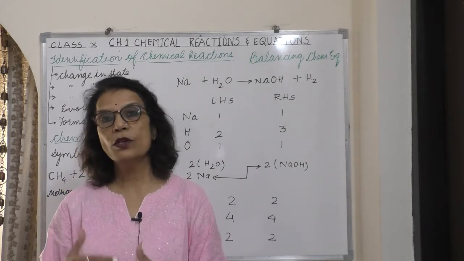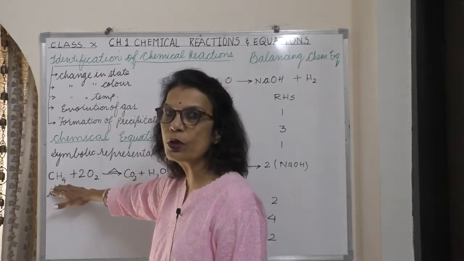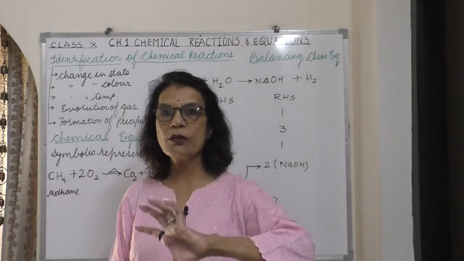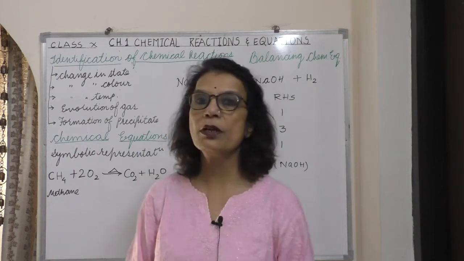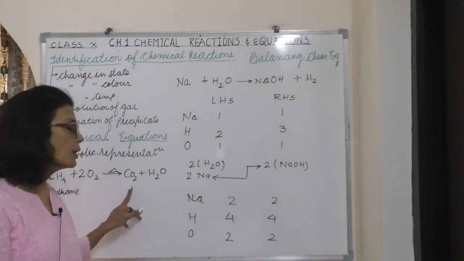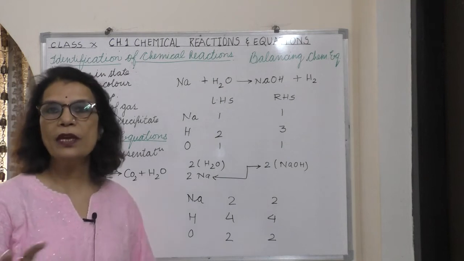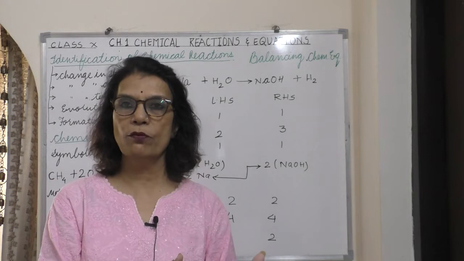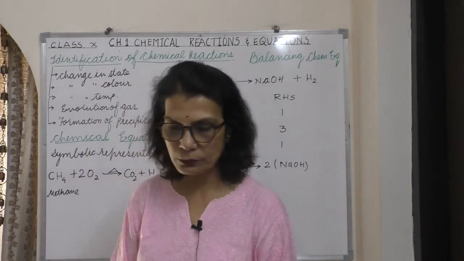But when we change this to symbolic language, like here I have written methane, the formula for methane is CH4. When it is reacting with oxygen, the symbolic formula of oxygen is O2, and on reaction the products we get are carbon dioxide and water. So the formula for carbon dioxide is CO2 and for water it is H2O. So we have changed the word equation into symbolic form. This one is known as a chemical equation.